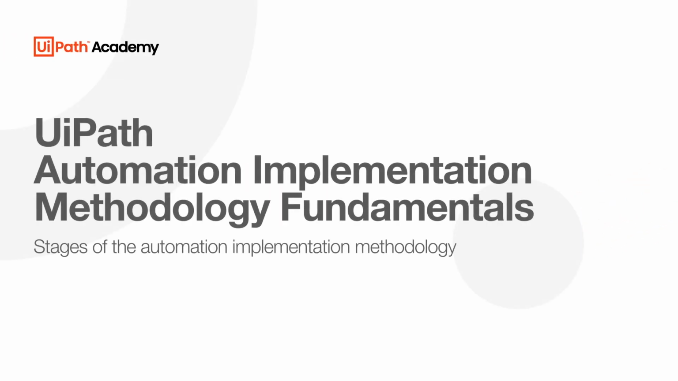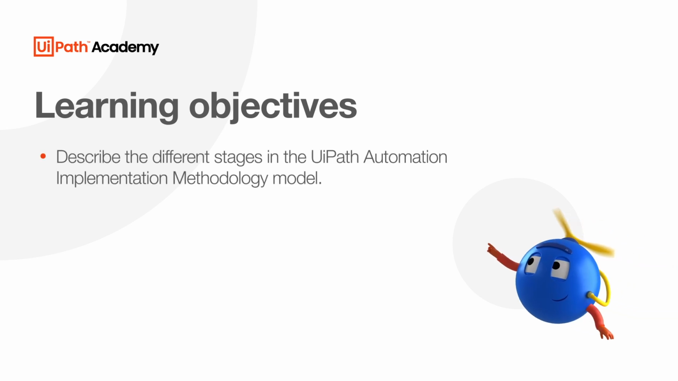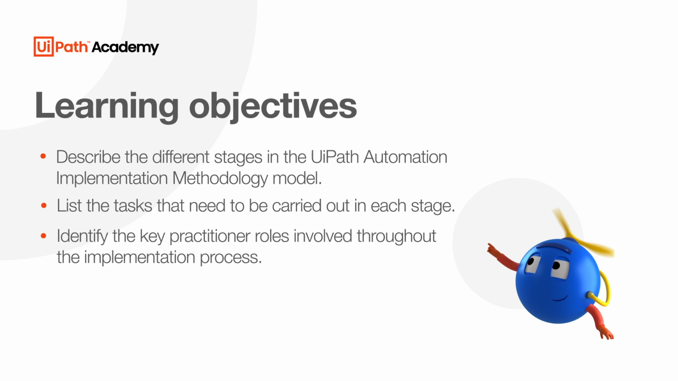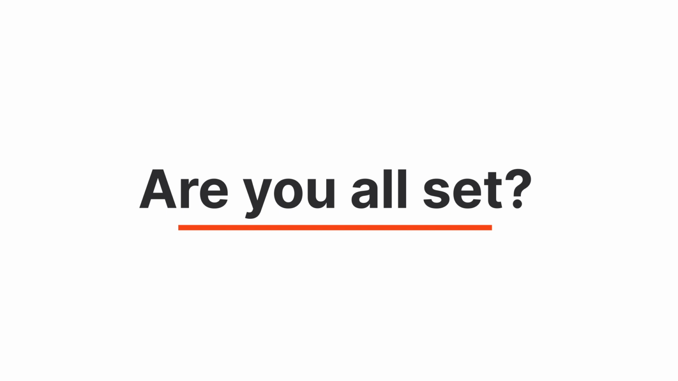Hello and welcome to this video where we'll introduce the stages of the UiPath Automation Implementation Methodology Model. Upon completion, you'll be able to describe the different stages in the UiPath Automation Implementation Methodology Model, list the tasks that need to be carried out in each stage, identify the key practitioner roles involved throughout the implementation process, explain the main responsibilities of the roles typically involved throughout an implementation, and summarize the expected output of each stage. All set? Great, let's get started.